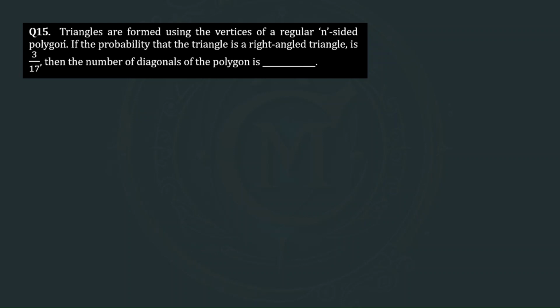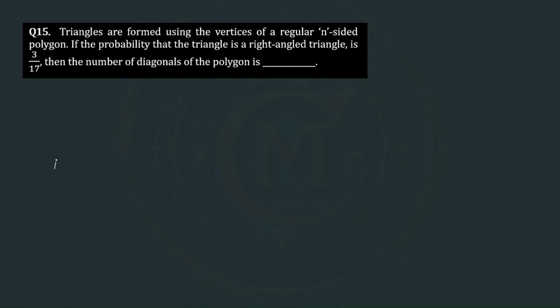So this is the last question of this problem sheet. It says triangles are formed using the vertices of a regular n-sided polygon. If the probability that the triangle is a right angle triangle is 3 by 17, then the number of diagonals of the polygon is what?